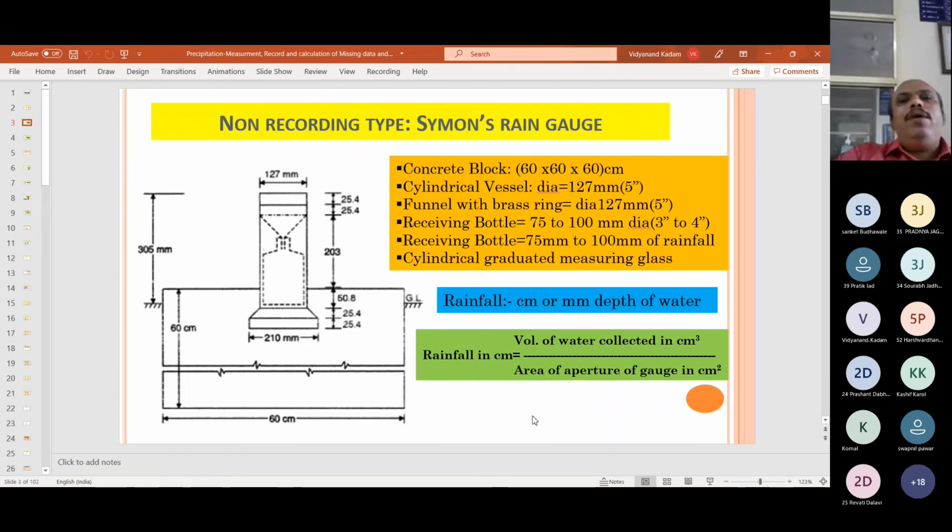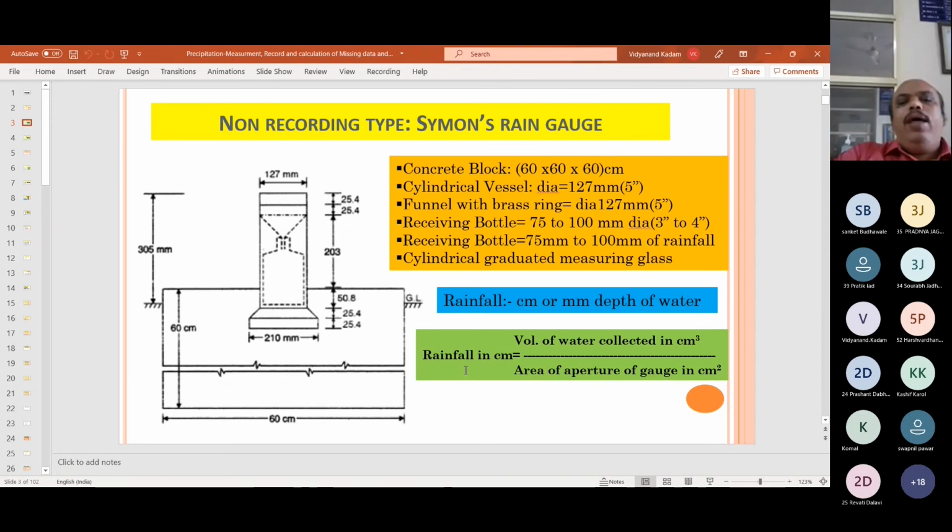Every day the attendant comes at 8:30 am, removes the funnel, then removes the bottle, and using a glass measuring cylinder, he measures the amount of rainfall in the last 24 hours. So directly he records the rainfall of the last 24 hours in centimeters or millimeters depth of water. That measuring cylinder is calibrated with reference to a formula.